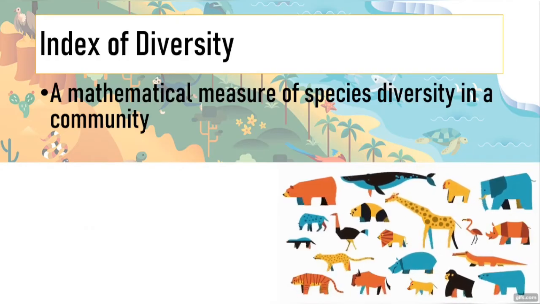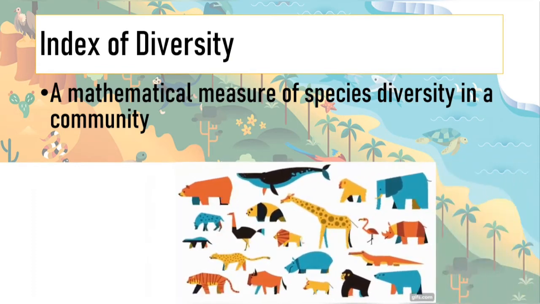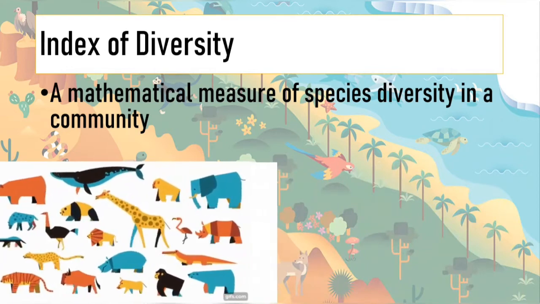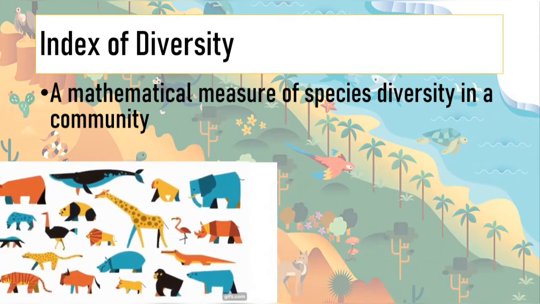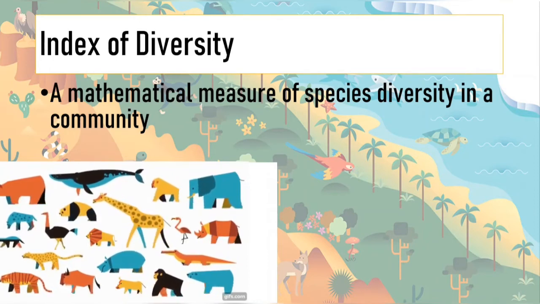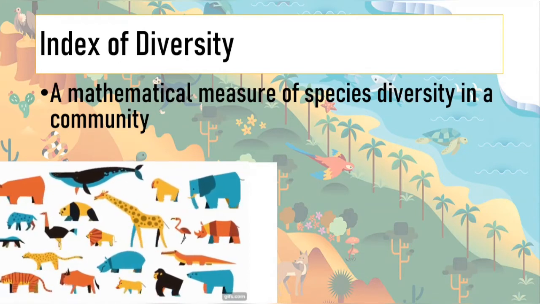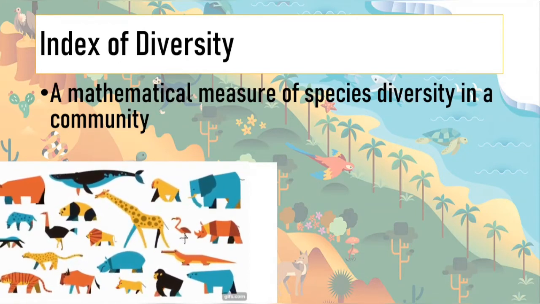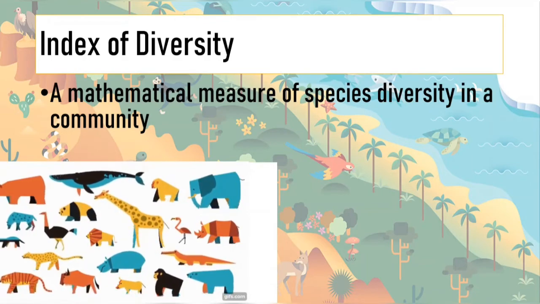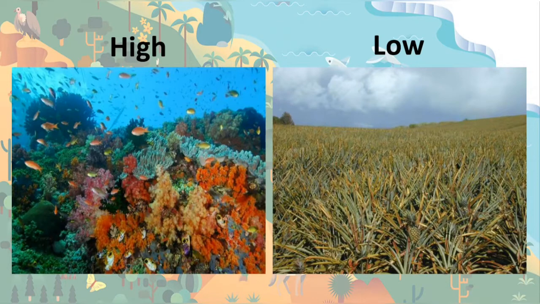Index of diversity is a mathematical measure of species diversity in a community. It is also a measurement that describes the relationship between the number of species present and how each species contributes to the total number of organisms present in that community. What are we trying to show here in the two pictures? It represents high and low diversity.